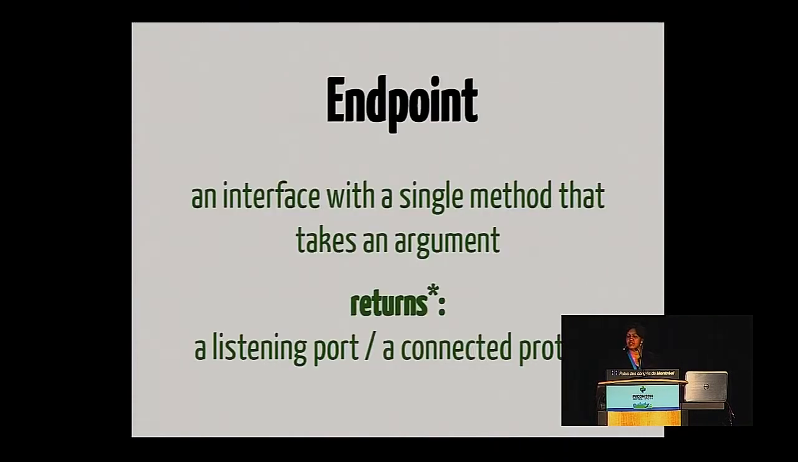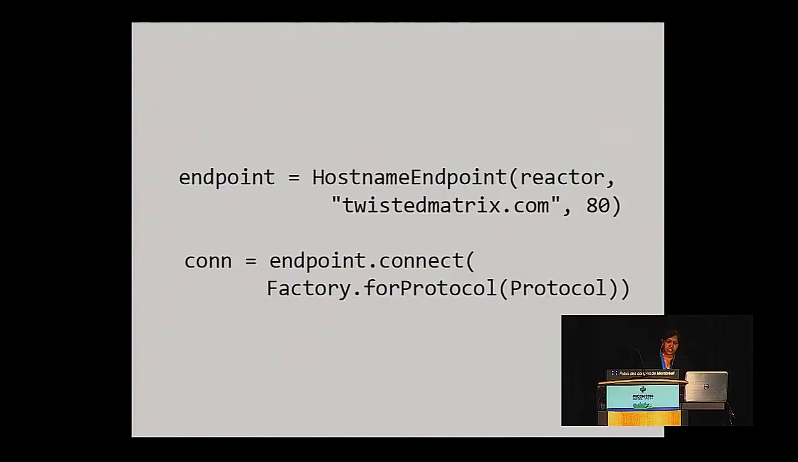So endpoints in Twisted are APIs that separate the implementation of servers and clients from what they're supposed to do. A client endpoint basically has a connect method that takes a factory and returns a deferred firing with a connected protocol. Hostname endpoint in particular takes a host name, resolves it into multiple host addresses, and returns the connection to the host that is established first.